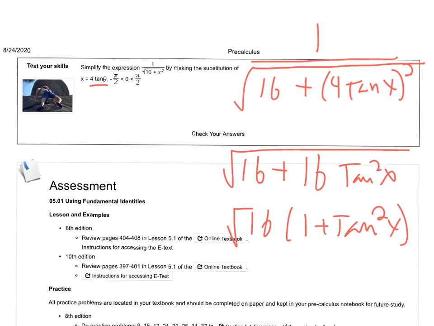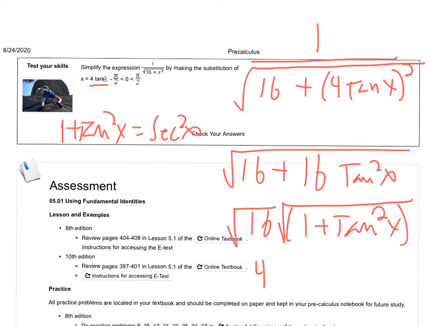And because this is a product, I can treat these things separately. So then, square root of 16 is 4. This is kind of messy. So if you look back at that table of trig identities, you're going to see that 1 plus tan squared x, or u, equals secant squared. So we can do that substitution. We know that 1 plus tan squared is the same as secant squared. So the square root of secant squared x, u, whatever.